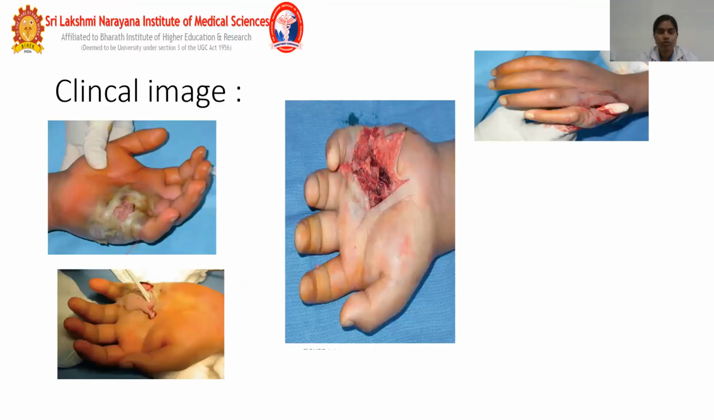This clinical image shows the collar stud abscess involving the fourth web space. The incision is placed and pus is drained, which is taken for culture sensitivity. And this shows the zigzag volar incision, and a combined dorsal incision is also given. So dorsal along with zigzag volar incision was done for adequate decompression of the collar stud abscess.